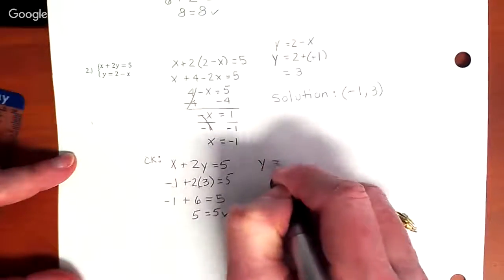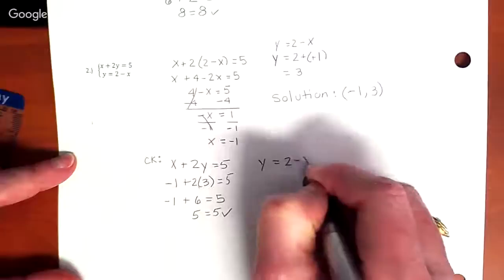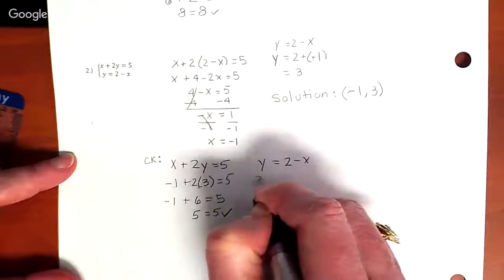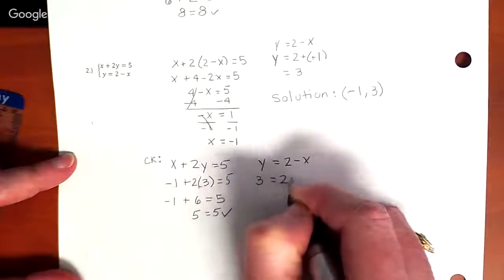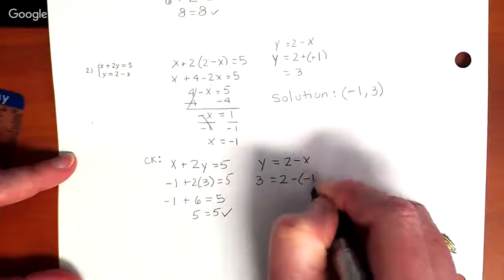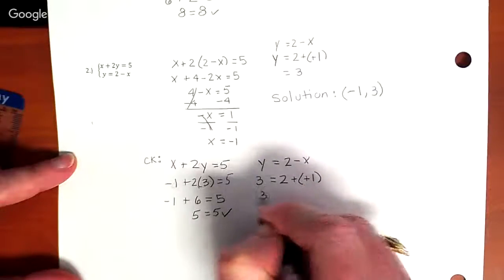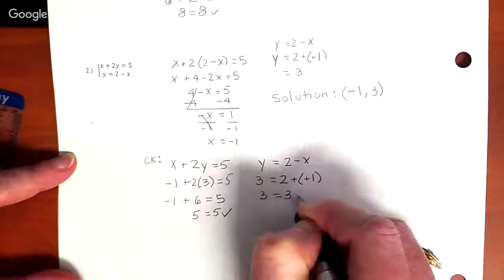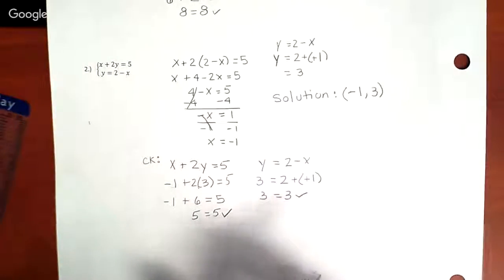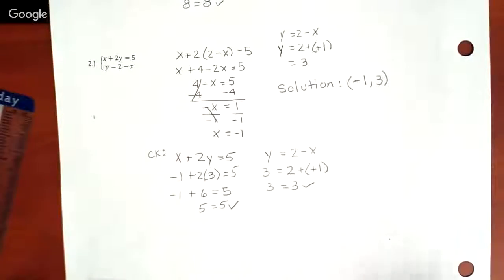Then I have y equals 2 minus x. So 3 equals 2 minus negative 1. And again, leave, change, change. 3 equals 3, and that checks. And that ends our lesson.